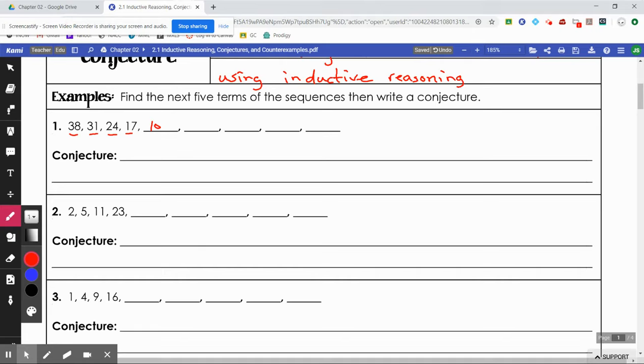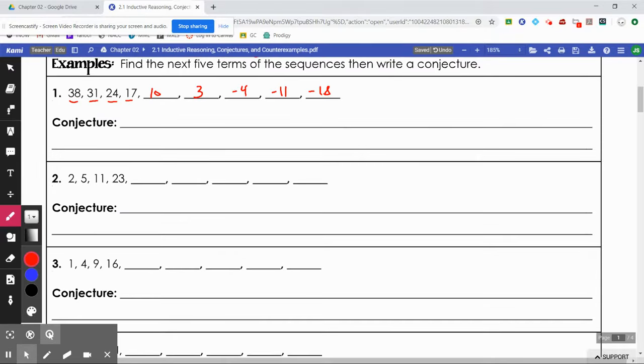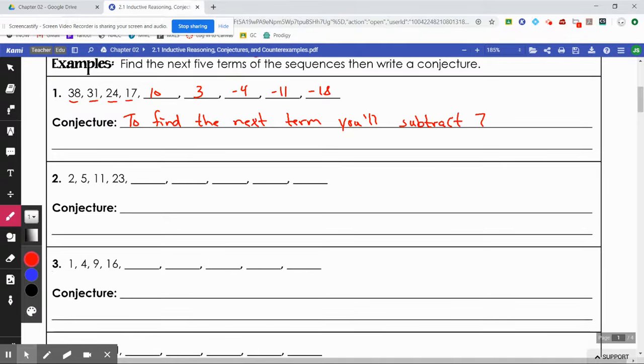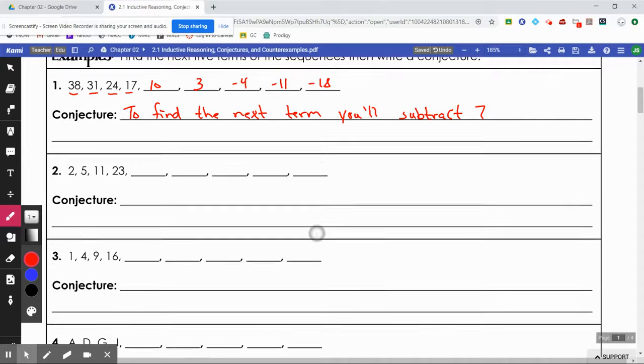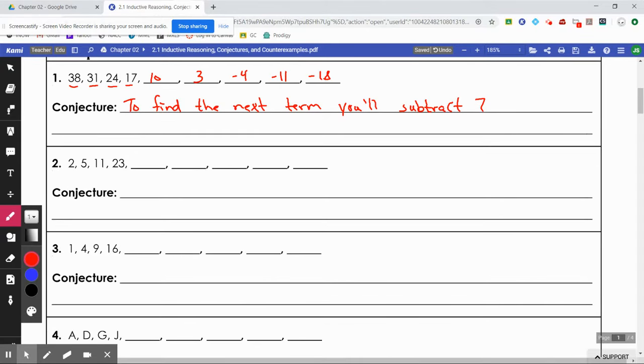So go down 7, down 7, down 7, and down 7 more. And that's going to be the next 5 terms. So the conjecture to find the next term: you will subtract 7. So that's what we're doing each time. My conjecture is my guess as to what's going to happen.